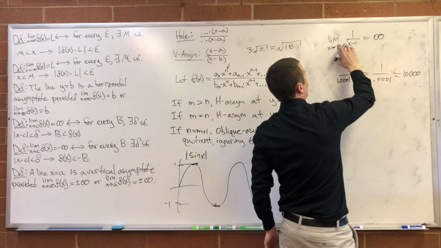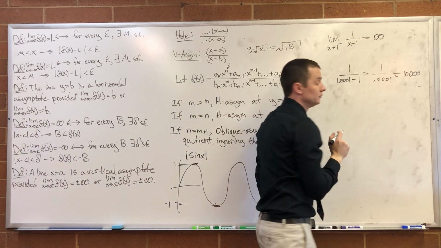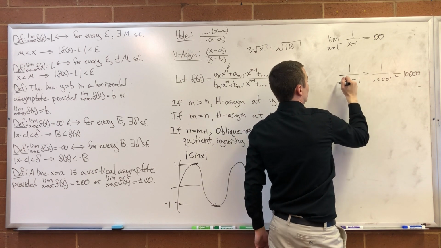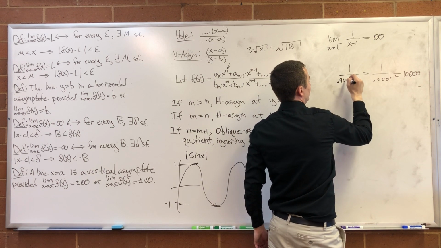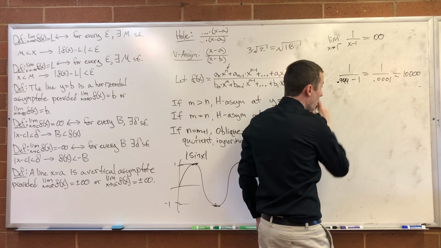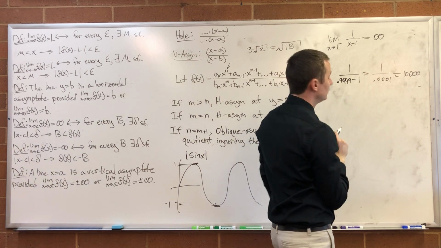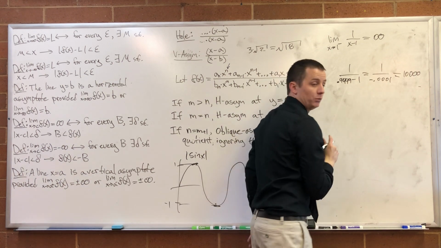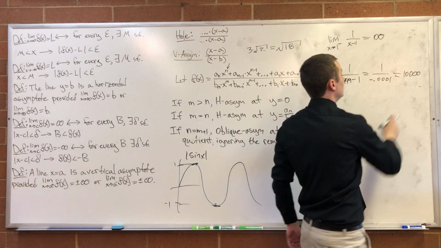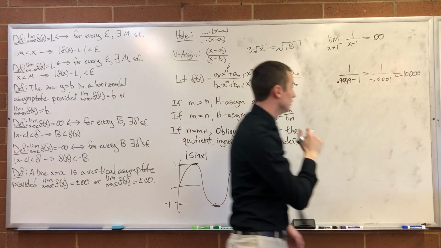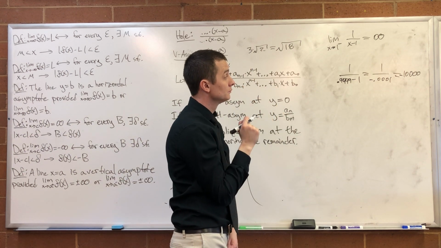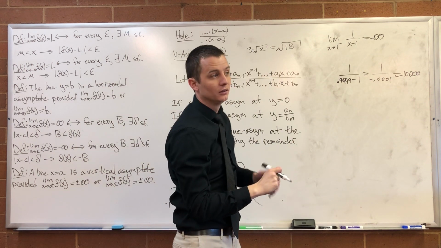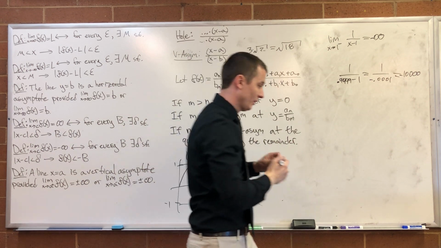Now, what about if we approach it from the left? So now, take a number slightly smaller than 1. So let's look at 0.9999 minus 1, which is negative 0.0001, which is negative. So this one approaches negative infinity.